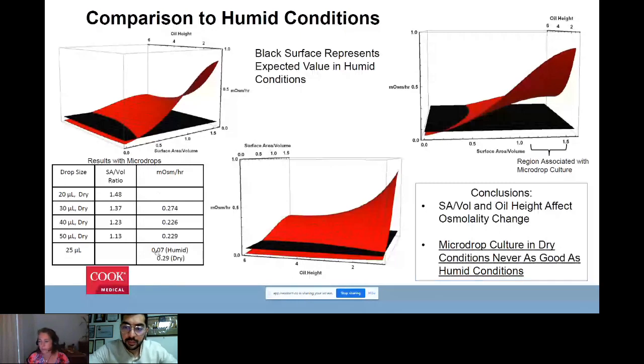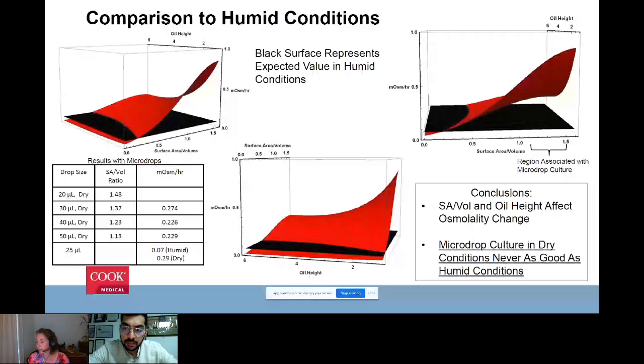So if you remember, in a 35 millimeter dish about 1 ml from bottom to top of the dish is about 1 millimeter height. So even at 5 ml, you would have about 5 millimeters of oil, which is a huge amount of oil. So microdrop culture in dry condition is never as good as the humid condition.